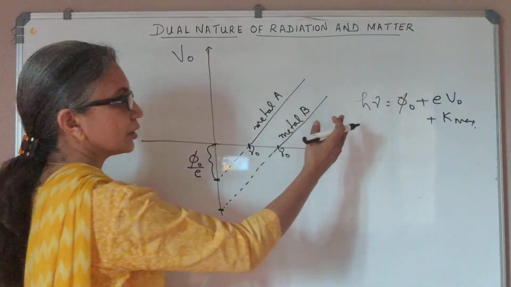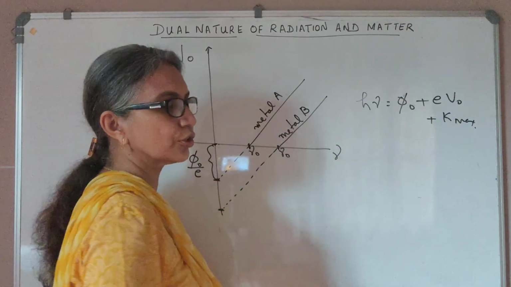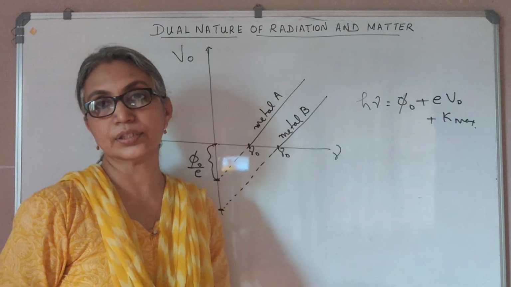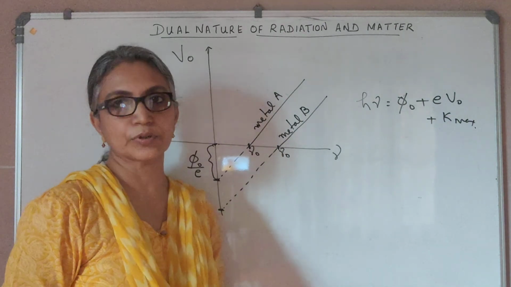Also, the intensity has no effect on the kinetic energy of the emitted photoelectrons. Only the frequency of the incident radiation can increase the kinetic energy and therefore the stopping potential of the emitted photoelectrons.